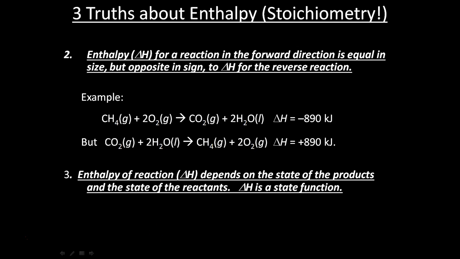Another important factor to understand here is that it depends on which direction you're going. So we said that we get 890 kilojoules if we burn 1 mole of methane. But if we were to do the opposite reaction and take carbon dioxide and water and form methane and oxygen, we would be able to do that, but we'd have to actually add energy back to the system. The same amount of energy that was released in the opposite reaction, we'd have to add that back in the form of heat. And so we would have to heat this reaction to get it to go.